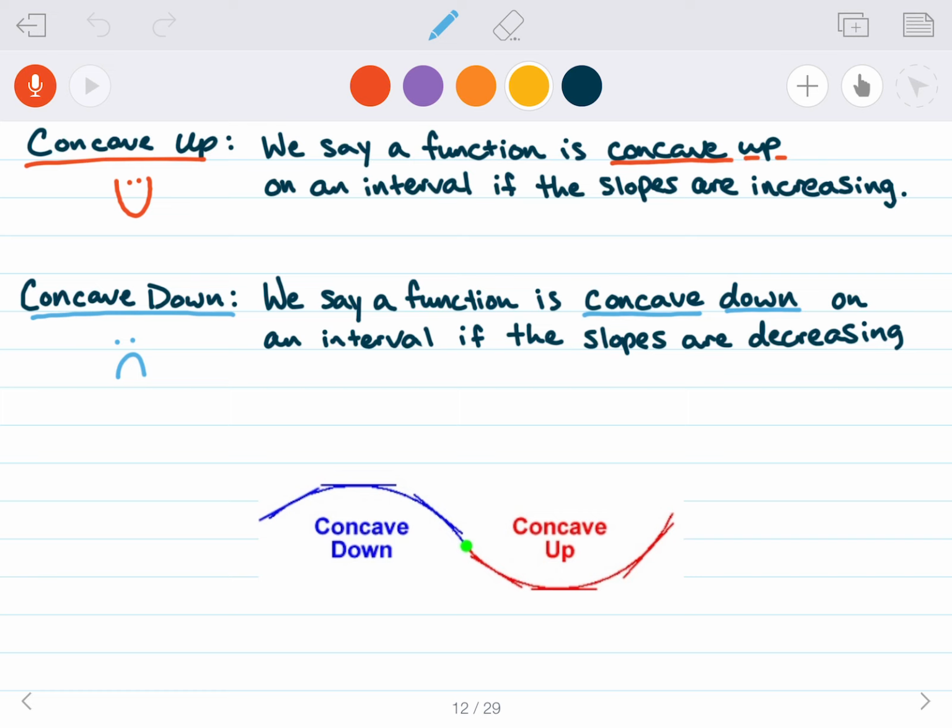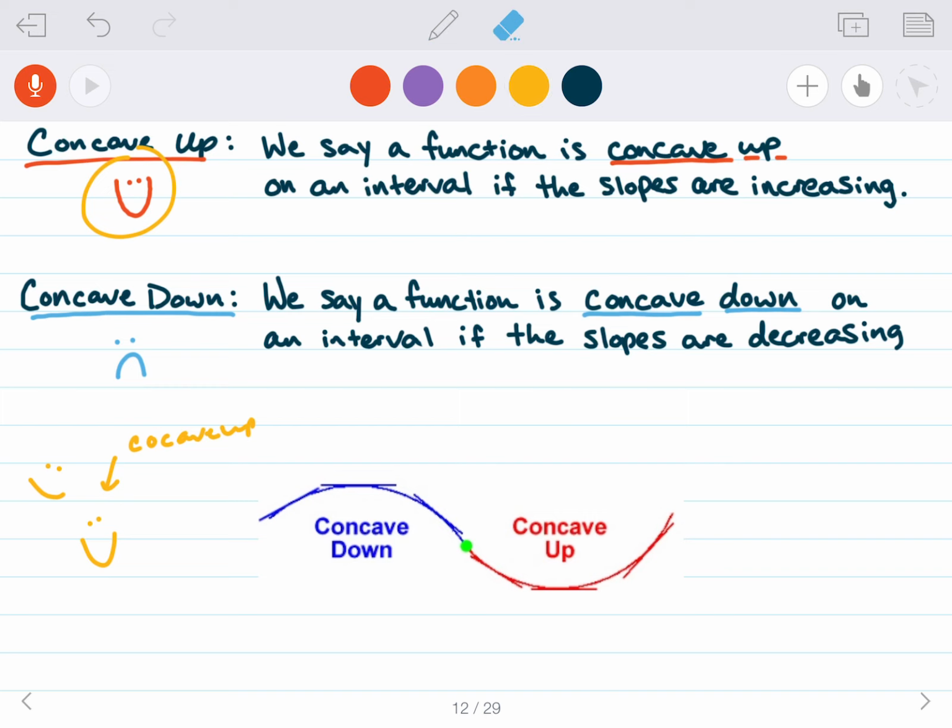So the next thing I want to talk about is concave up and concave down. We say a function's concave up if the slopes are increasing as we move along. And you can think about this as a happy face. So if you have part of a happy face or a full happy face, we can say this is concave up.